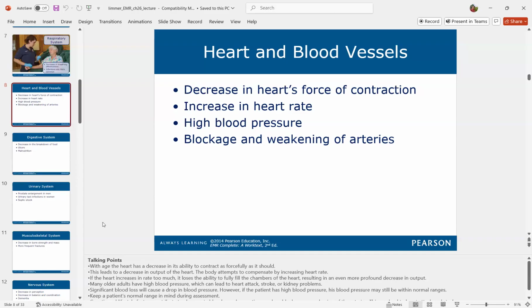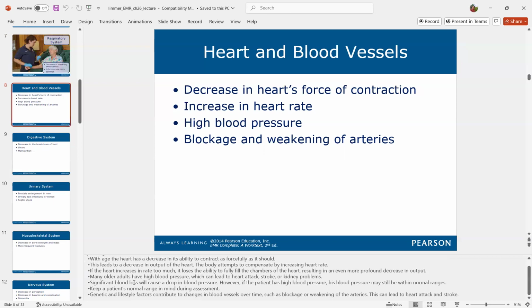Many older adults have high blood pressure that can lead to heart attack, stroke, and kidney problems. Significant blood loss will also cause a drop in blood pressure. However, if the patient has high blood pressure, their blood pressure may still be within normal limits. So I usually ask these older patients, what's your normal blood pressure? A lot of times they'll know. Or if I tell them their blood pressure, they're like, that's pretty low. And then you ask them, are you on a blood pressure medication? Did you take it today?